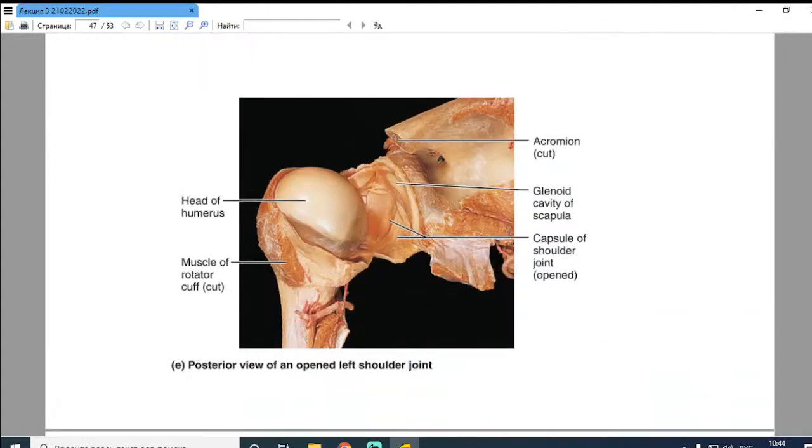What you see: an open left shoulder joint. You see the head of the humerus, muscles of the rotator cuff, which are cut. This is the opened capsule of the shoulder joint. This is the glenoid cavity of the scapula. You see the scapula and the acromion. These are muscles.